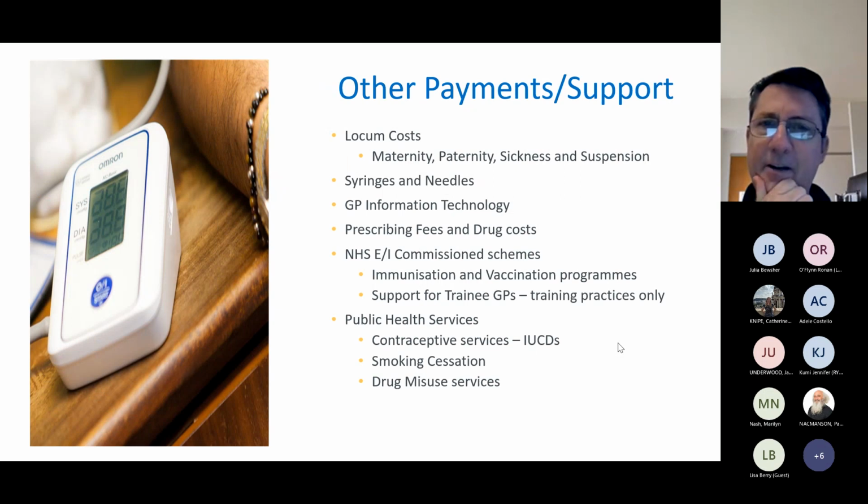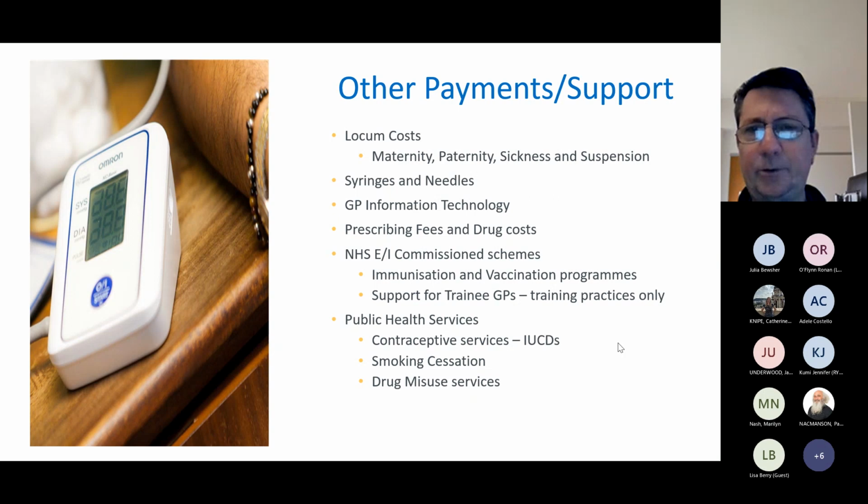Really, this is the last slide, and it's just talking through other payments and support that are made to general practice. So locum costs, things like maternity, paternity, sickness and suspension. Usually the practice has to pay for the first 2 weeks of any long-term sickness or that sort of thing, and then the commissioner or NHSE pays for the locum costs after those first 2 weeks.